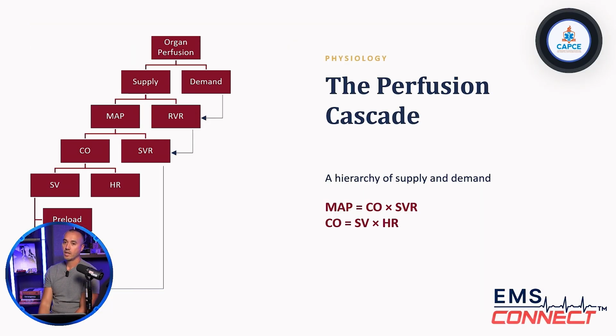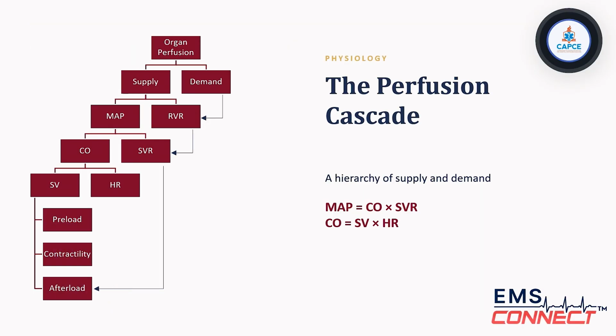All right, the perfusion cascade. This is a very busy slide, but let me break this down for you guys. At the very top, we have organ perfusion. So let's use the brain for an example, okay? Organ perfusion is dependent on two things, supply and demand, right? So are we able to deliver that oxygen and glucose there? And then what is the need for that oxygen and glucose for that organ?